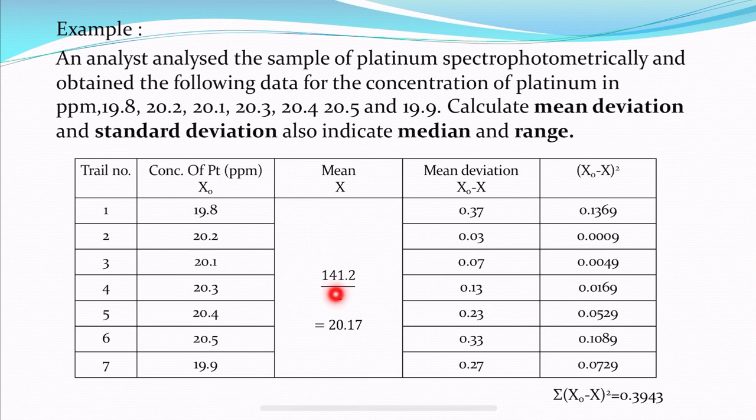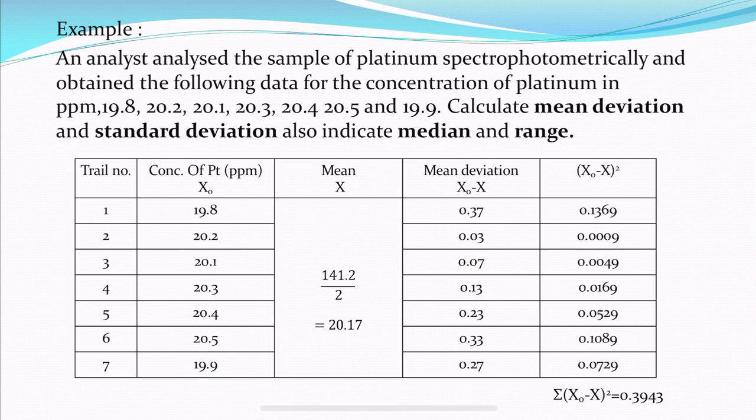Okay, so this 2 is wrong. So 141.2 divided by 7 gives 20.17. Okay, and next I have to calculate mean deviation. What is mean deviation? How to calculate it? Subtract this value: 19.8 minus 20.17 is equal to 0.37. And 20.2 minus 20.17 is equal to 0.03.